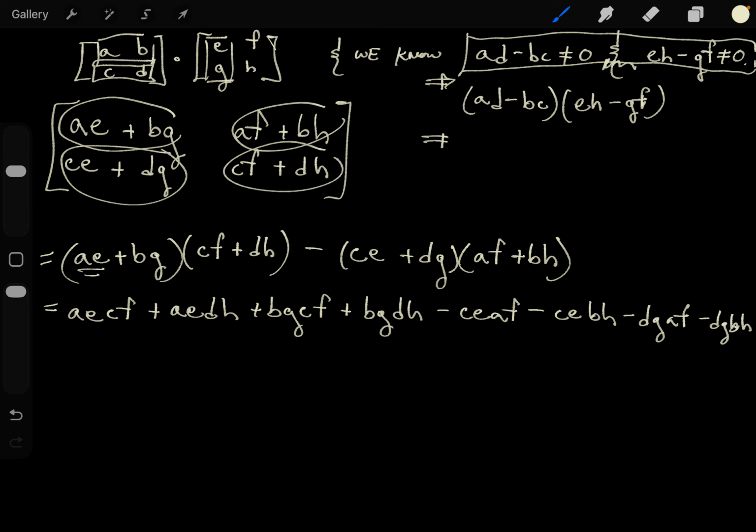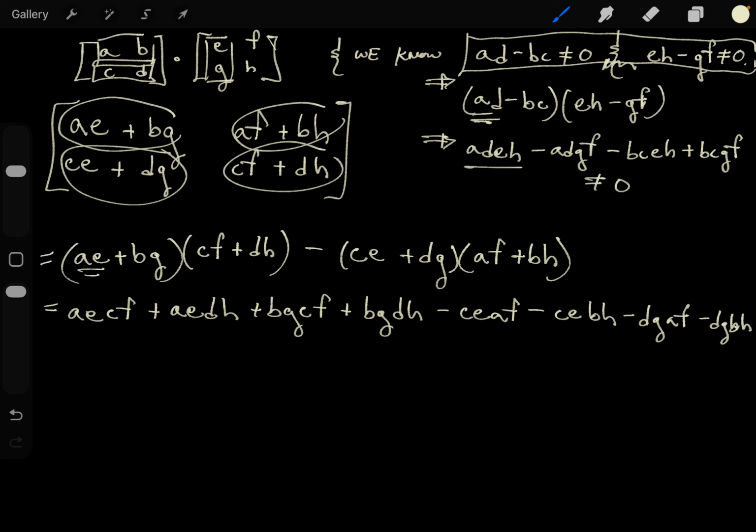Let's say A, B, C, D, E, F, G, H. This is the set of 2x2 matrices with coefficients in the reals. Should have been a little bit more precise, but it's okay. So I'm going to get ADEH minus ADGF minus BCEH plus BCGF does not equal 0.